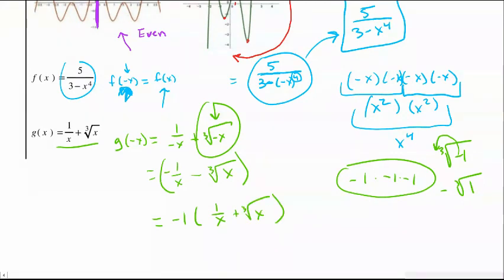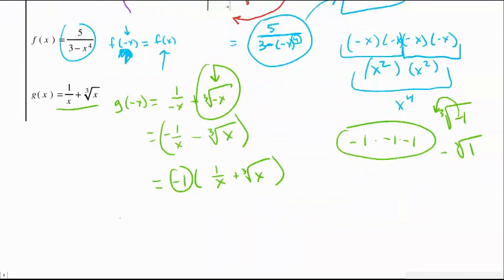Now this is not even though, because I still have this -1 in the front. That tells me this is going to be an odd function, because we have this rule that if we plug in a negative x and we get the negative y value, then that is an odd function. So in this case, our second equation is going to be odd.